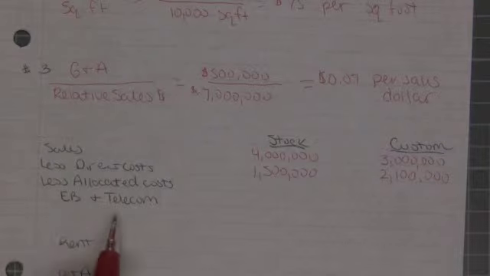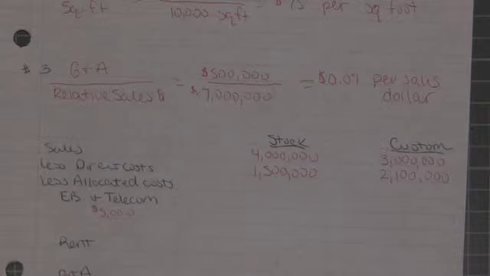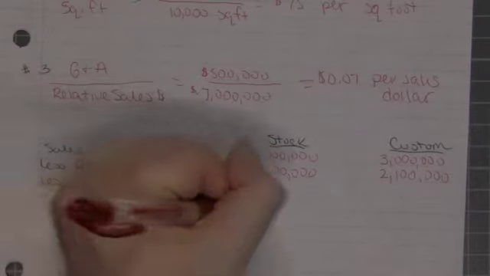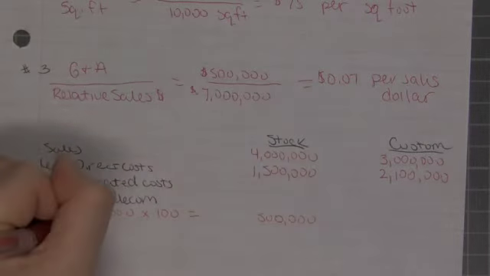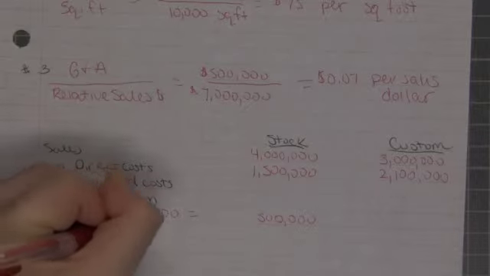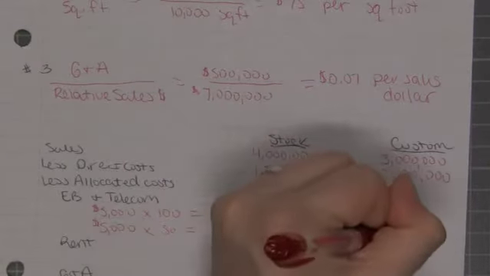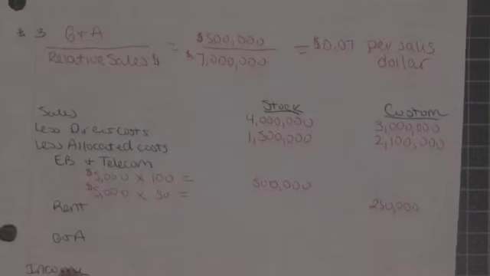So we need to use each of our new rates to allocate the overhead costs to these different departments. So for employee benefits and telecom, we said our rate was $5,000 per head count person. So stock has 100 people, so they get $500,000. And custom has 50 people, so they get $250,000. So remember, it was $750,000 in total, and we're just dividing it between our two groups.